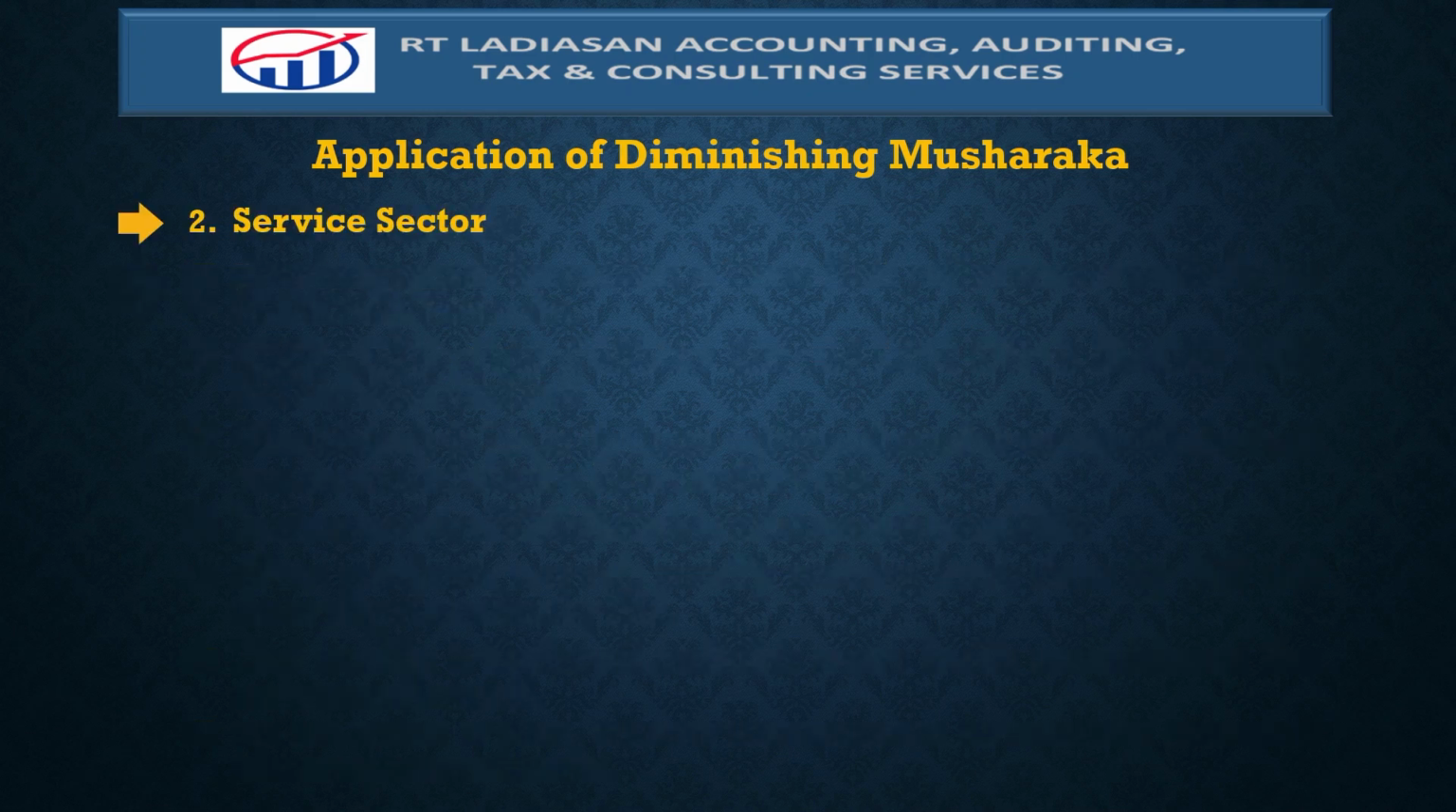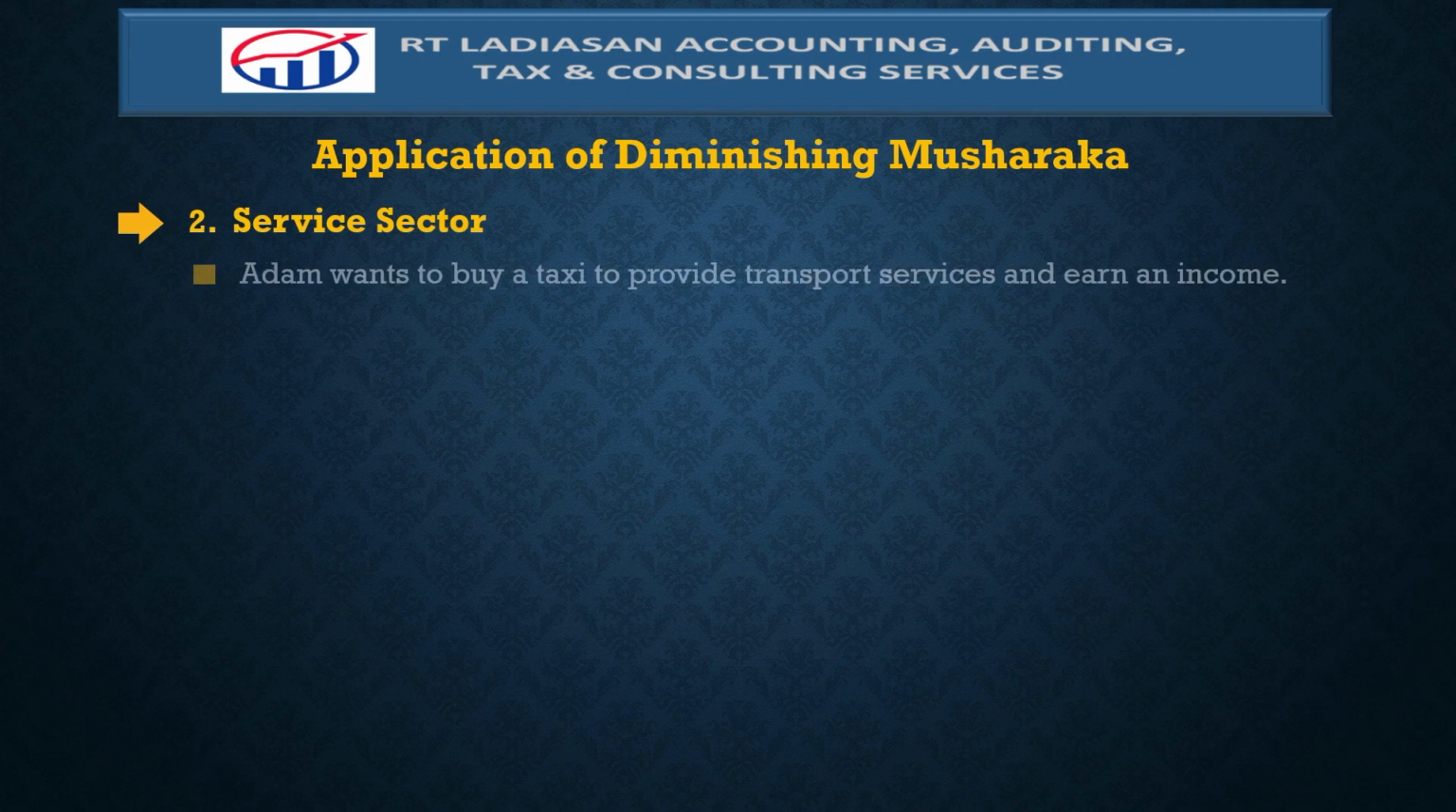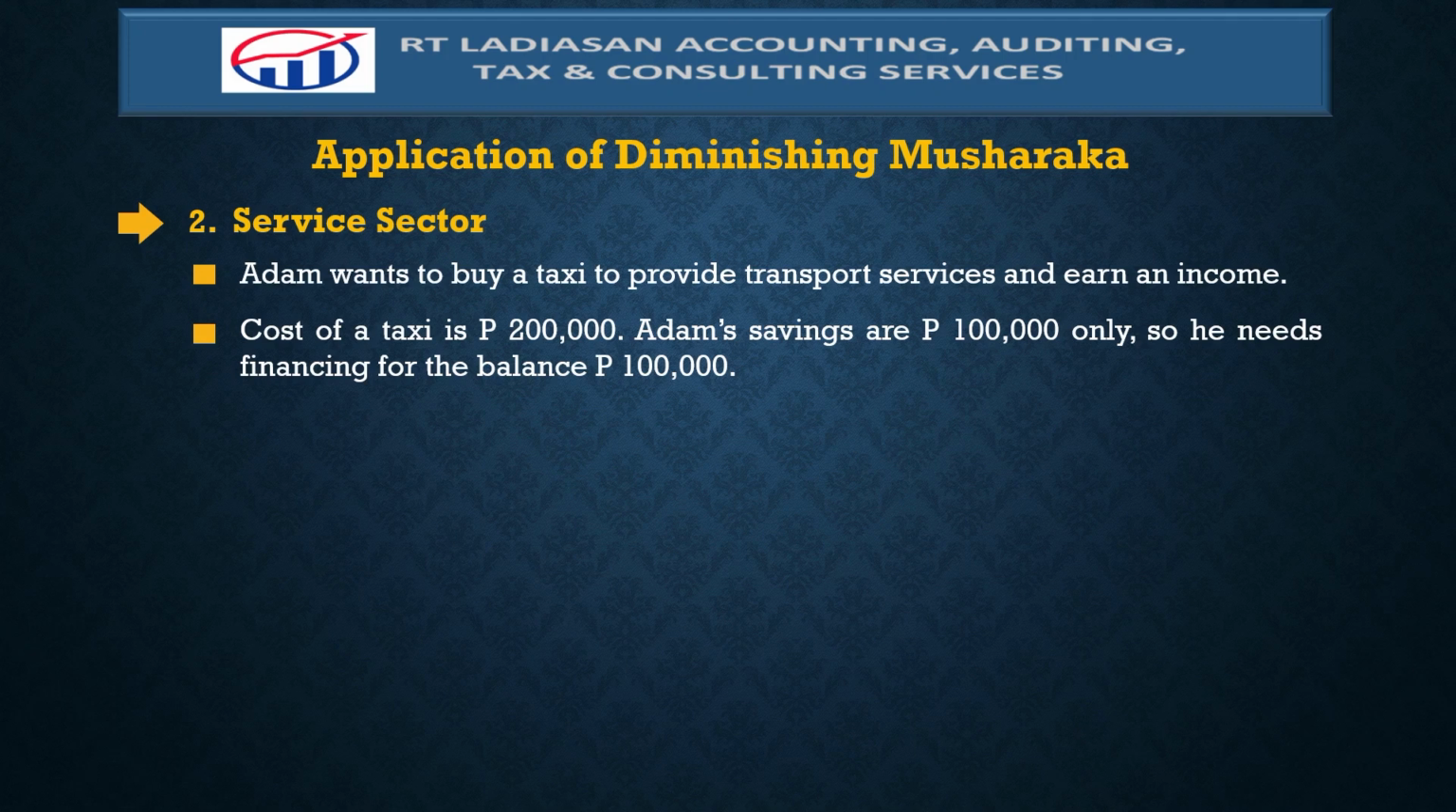The second application of diminishing Musharaka is in relation to the service sector. Under this, for instance, Adam wants to buy a taxi to provide transport services and earn an income. The cost of a taxi is 200,000 pesos. Adam's savings are 100,000 pesos only. So he needs financing for the balance of 100,000 pesos.